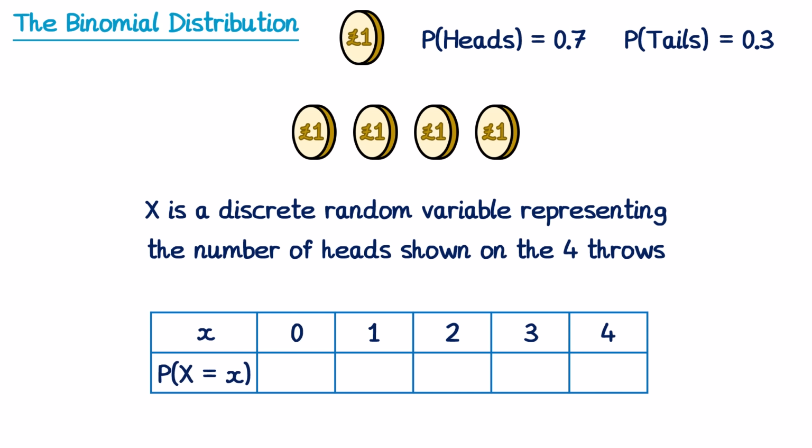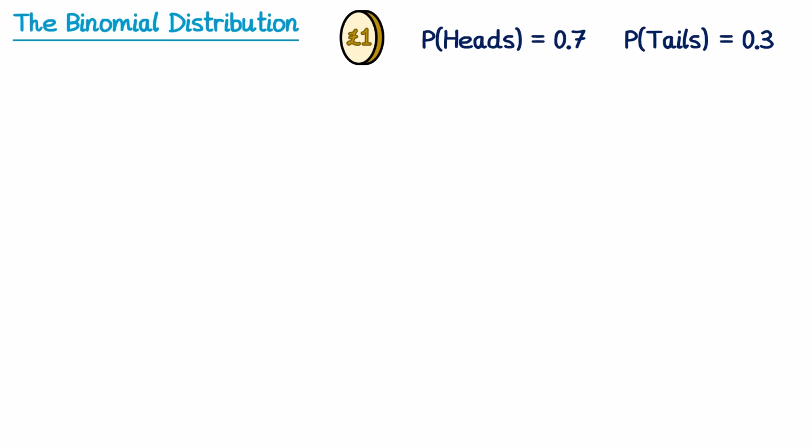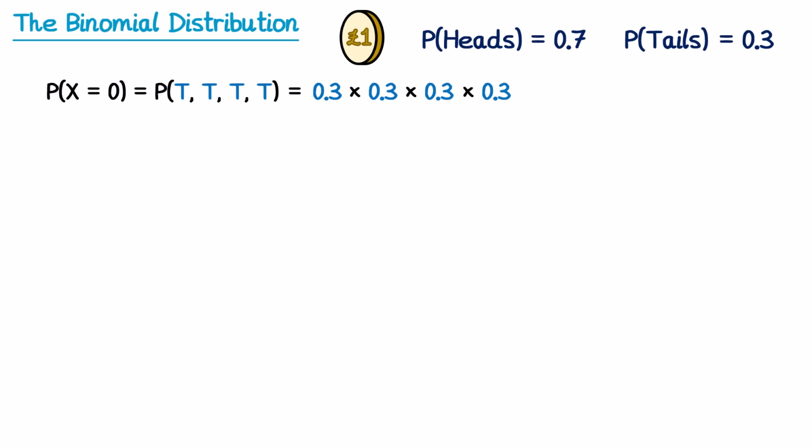Let's do this now. We'll start with the probability that x is equal to 0, which means we throw 0 heads. If we throw 0 heads, all of the throws must be tails. So we've got the probability of tails, tails, tails, tails. If the first throw is tails, that has probability 0.3. The second throw is also tails, so we'll multiply this by 0.3, and so are the third and fourth, so multiply by 0.3 and 0.3 again. So this probability is just 0.3 to the power 4.